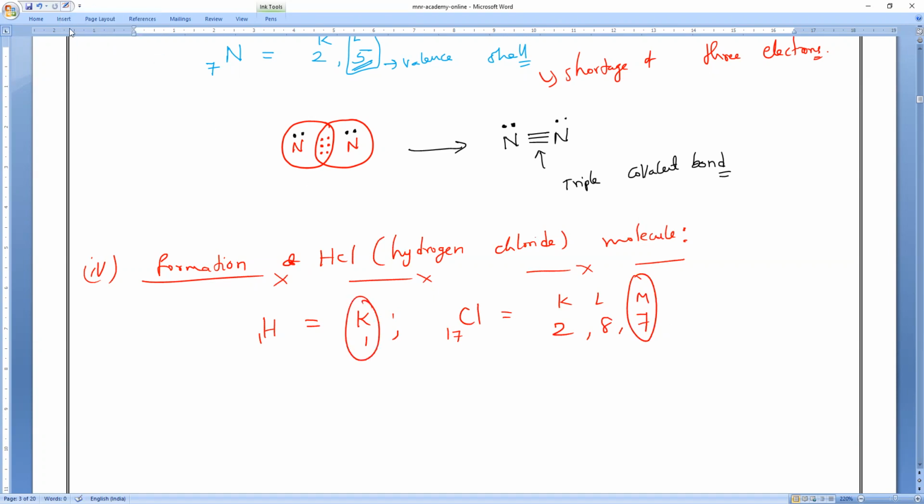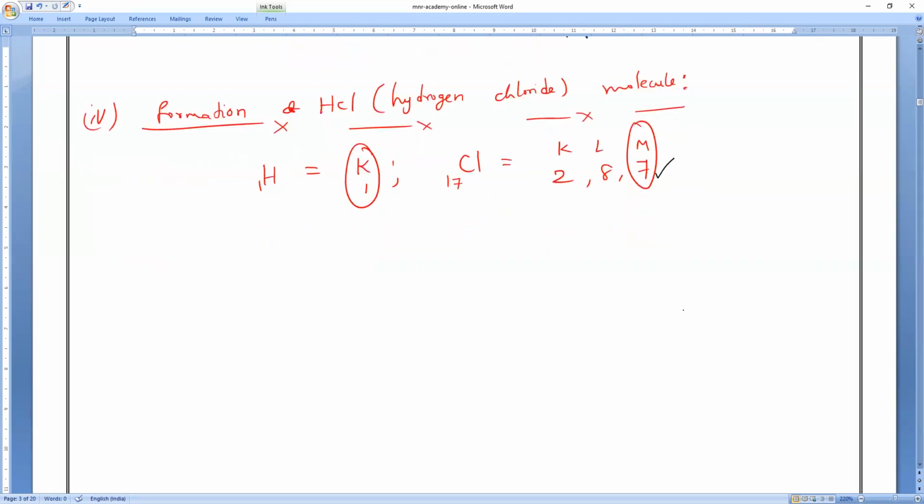So hydrogen needs 1 electron to become stable. Chlorine also, to become stable, how many electrons are needed? 1 electron.